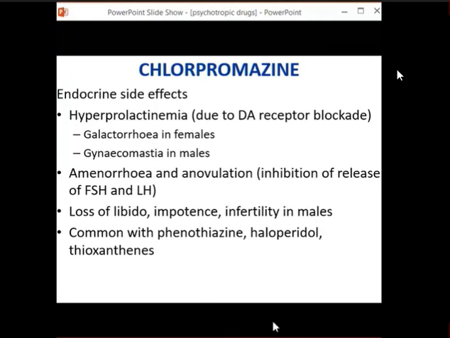Other side effects are the endocrinal side effects causing hyperprolactinemia. Due to the dopamine receptor blockade, it causes galactorrhea in females and gynecomastia in males. Due to inhibition of release of FSH and LH, it causes amenorrhea and anovulation, and loss of libido, impotence, and infertility in males. These endocrine side effects are mainly seen with the typical antipsychotic drugs: phenothiazines, haloperidol and thioxanthenes.